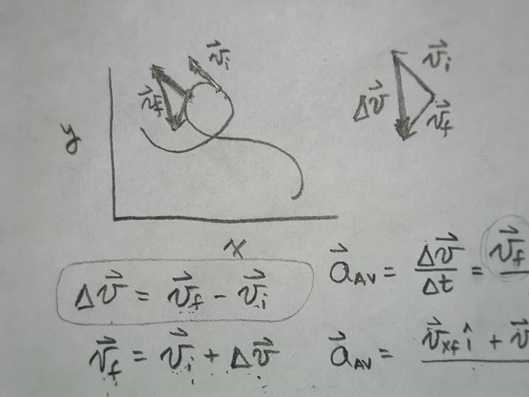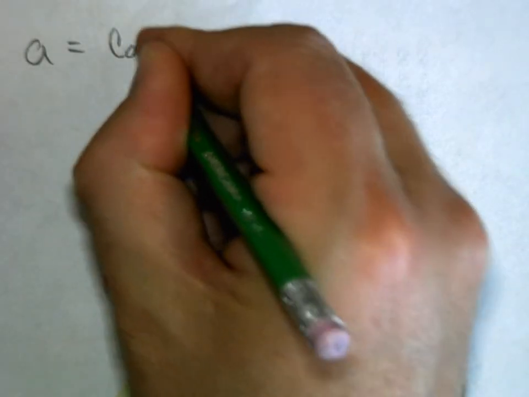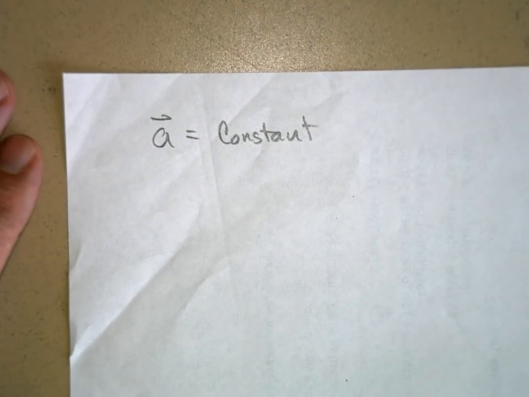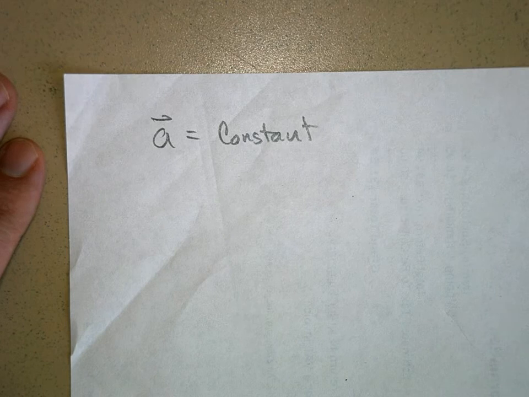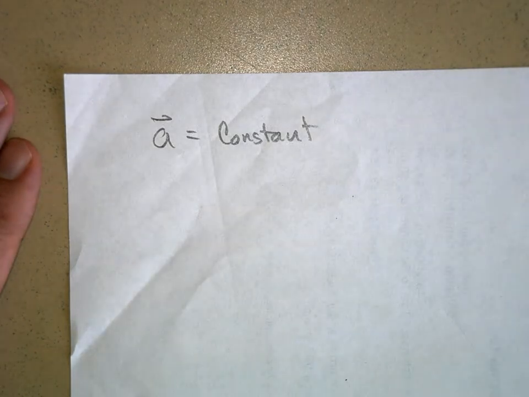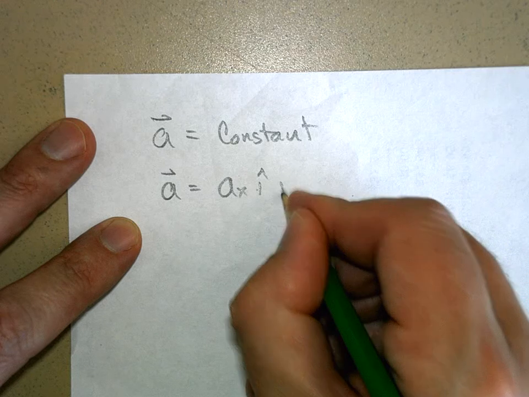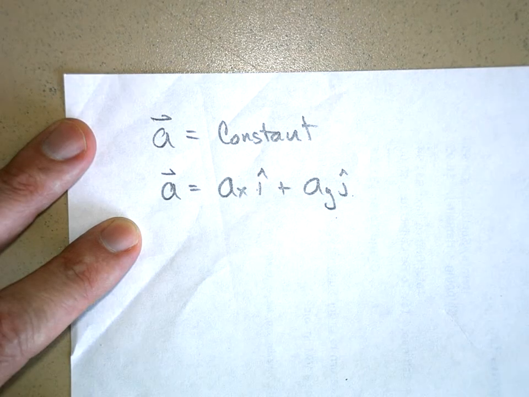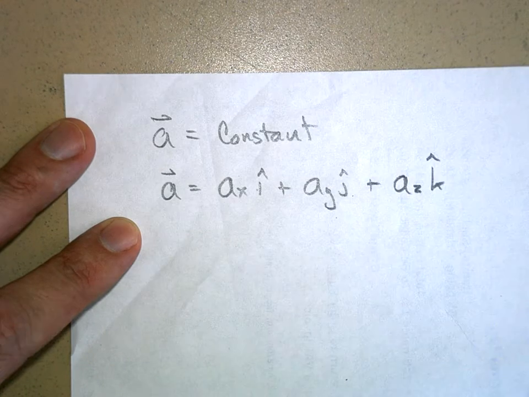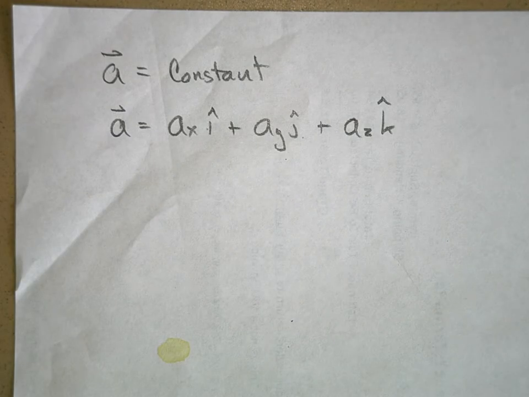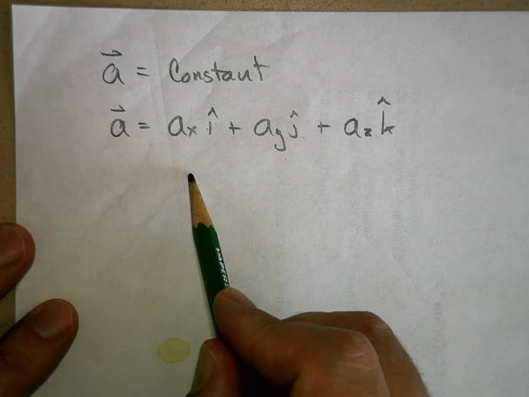Well, let's assume that we have a constant acceleration. That means the x and y components are constant. If a is a constant, that means a_x is a constant, and a_y is a constant. Oh, heck, a_z is a constant. We haven't done that yet, but no reason not to. Okay? This means that I can use the kinematic equations in the x direction, the y direction, and the z direction.